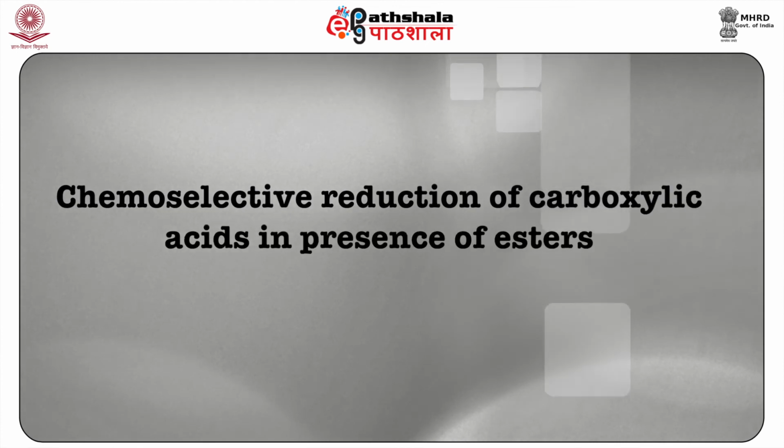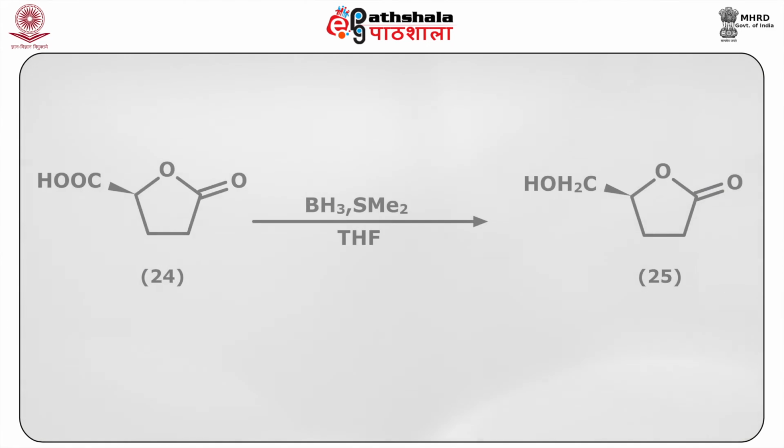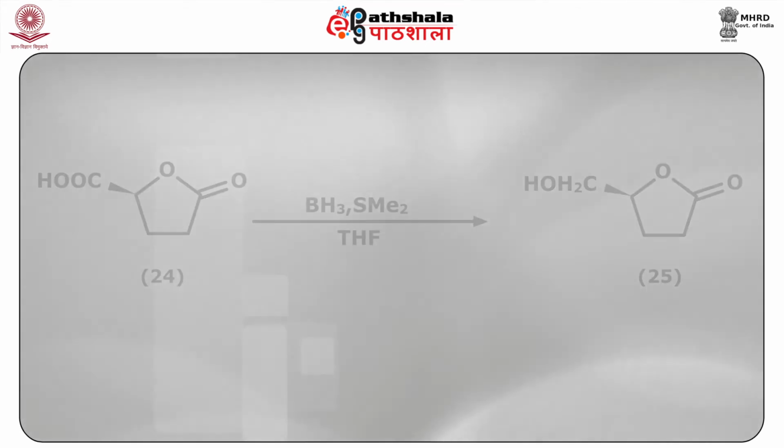Chemoselective reduction of the carboxylic acids in the presence of esters. Reduction of tetrahydro 5-oxofuran 2-carboxylic acid in the presence of borane dimethyl sulfide complex to give dihydro 5-hydroxymethylfuran 2-one, as shown here in the figure.